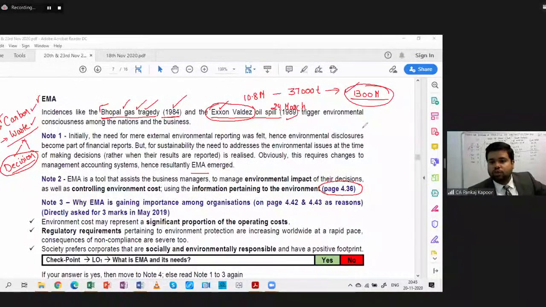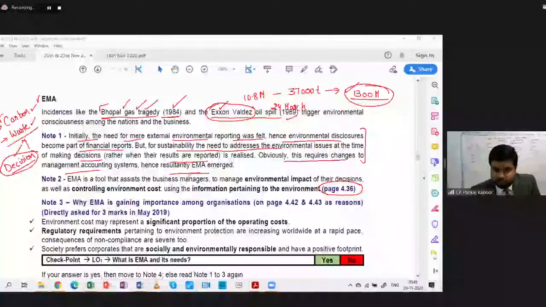This entire story, which I just narrated to you, is written in the note number one. You can read along with me. Initially, the need of mere external environment reporting was felt. Hence, the environment disclosure became the part of the financial report. But the sustainability needs to address the environment issue at the time of making decision rather than when they are reported. Hence, obviously, this required the change in the management accounting system. Hence, resultantly, the EMA emerged.